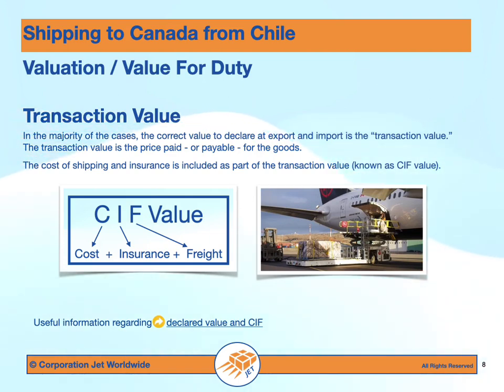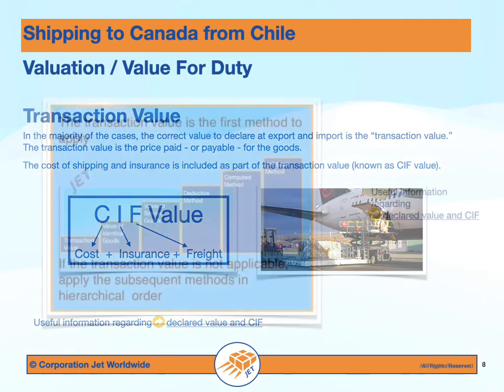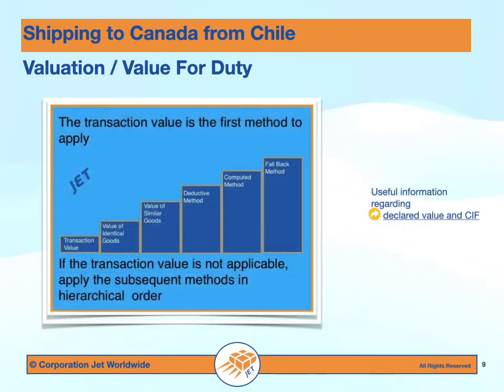Best to specify these three costs on your invoice. If the transaction price is inclusive of shipping and insurance, you should include the term CIF value. In some cases, there is no direct transaction, such as sending samples, warranty parts, or transfer between related entities. Visit our blog on valuation for additional information.